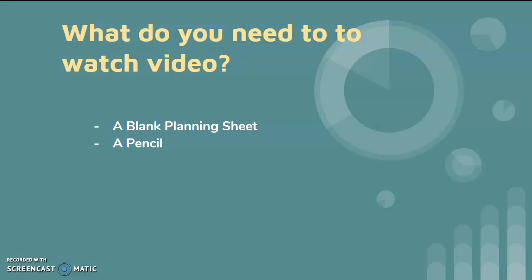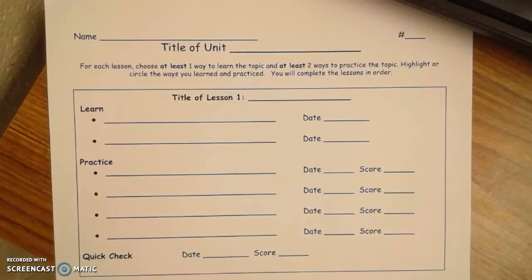What you're going to need while you watch this video is a blank planning sheet and a pencil. I'll show you what the planning sheet looks like. You should have it at your desk or your table. It's going to look something similar to this, and I'm going to go through and fill this out with you right now as we plan a specific unit.